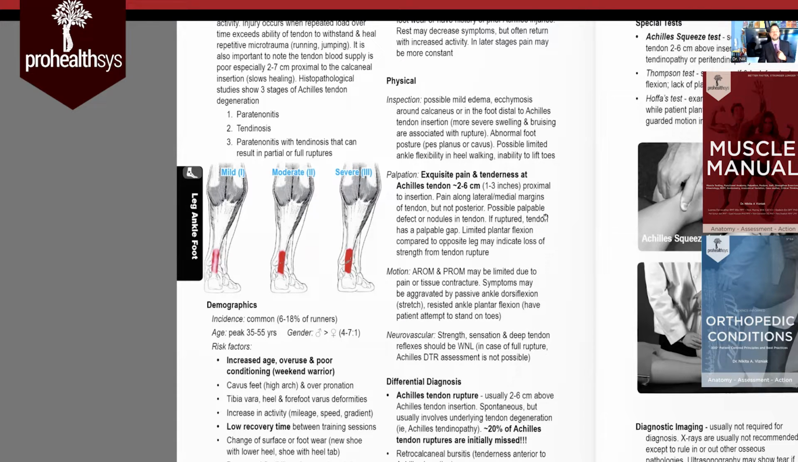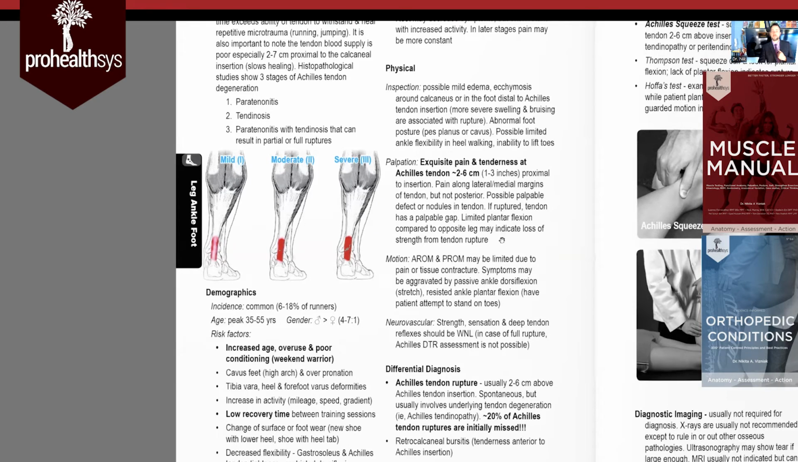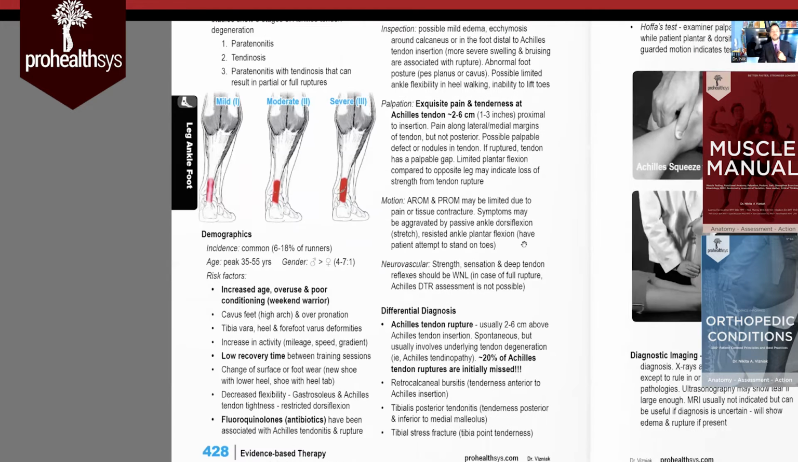Maybe limited plantar flexion and dorsiflexion, possibly. Active range of motion may be limited due to pain. Resisted ankle plantar flexion may have weakness if they can even do it. There may be strength changes for your neurovascular evaluation. Evaluation of deep tendon reflexes. Well, obviously, if the tendon is ruptured, you're probably not going to get much of a DTR on that side.